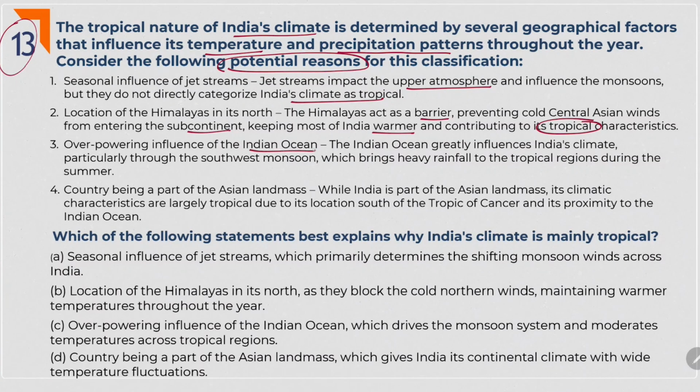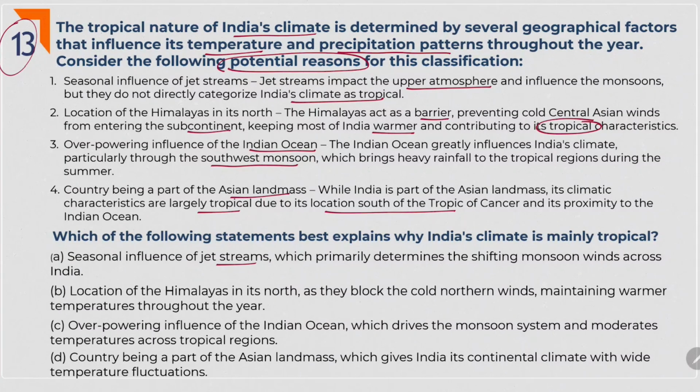Overpowering influence of Indian Ocean. Indian Ocean influences Indian climate, particularly through southwest monsoon, which brings heavy rainfall to tropical regions during summer. Country being a part of Asian landmass, while India is part of Asian landmass, its climatic characteristics are largely tropical due to location south of Tropic of Cancer and its proximity to Indian Ocean. If we see first option, seasonal influence of jet streams, which primarily determine the shifting monsoon across India.